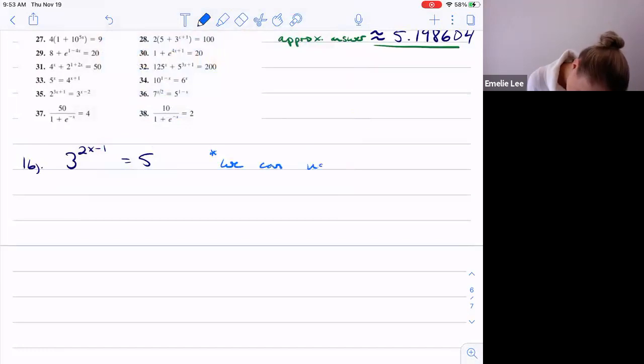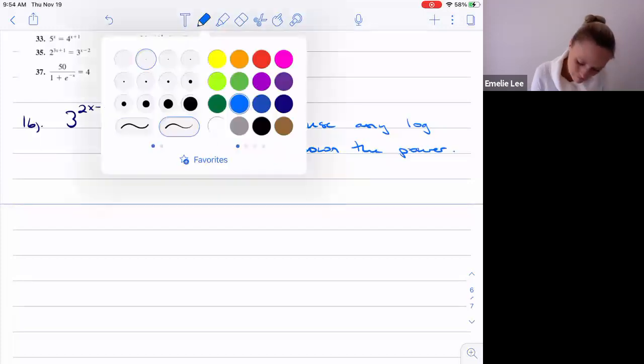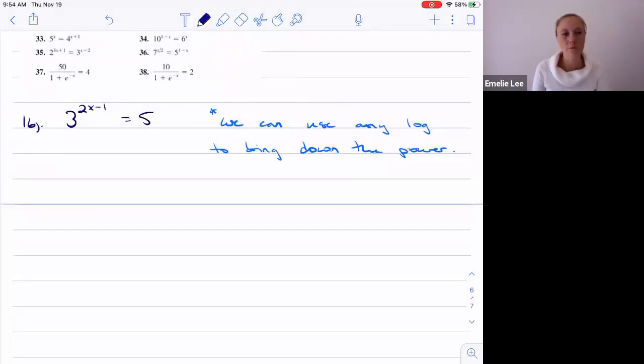We can use any log to bring down the power. So what I'm going to do is, even though I could use log base 3, right? Log base 3 of 3 is 1. 3 to the power of what equals 3? Well, it's 1, right? And so log base 3 of 3 would cancel out.